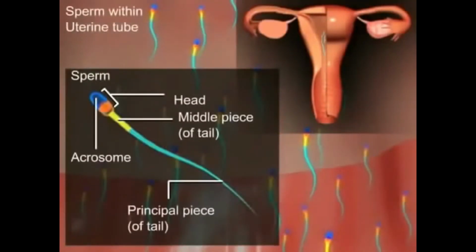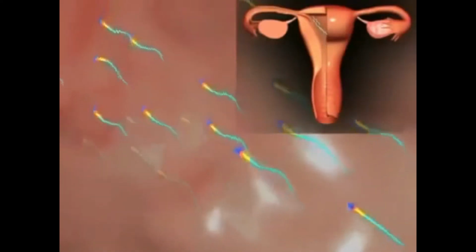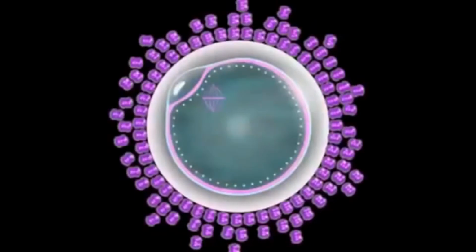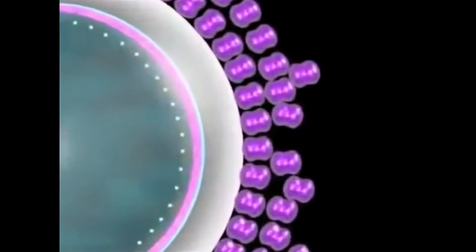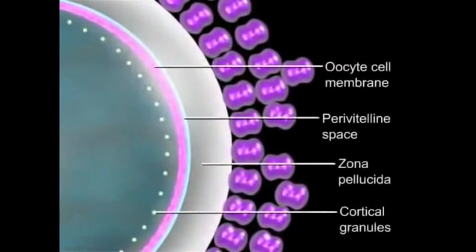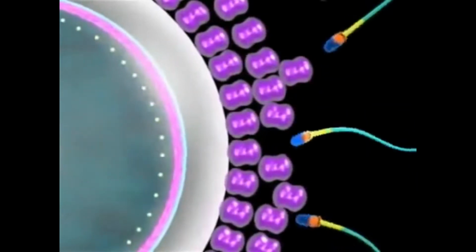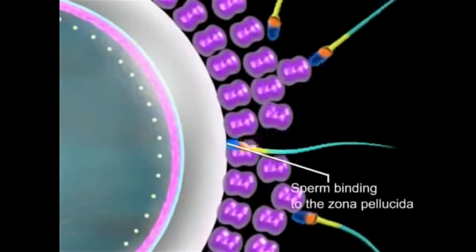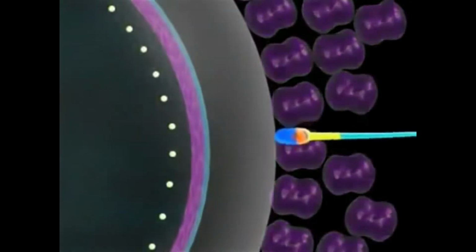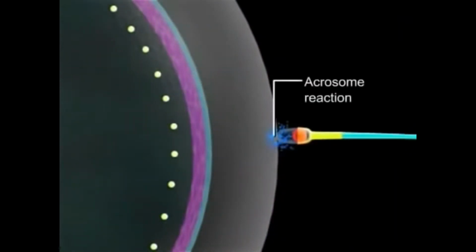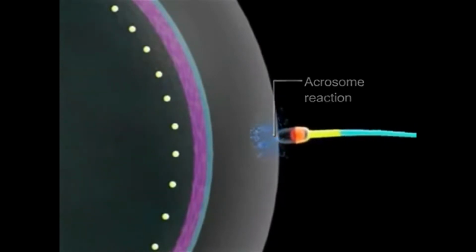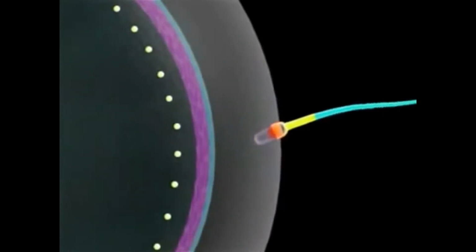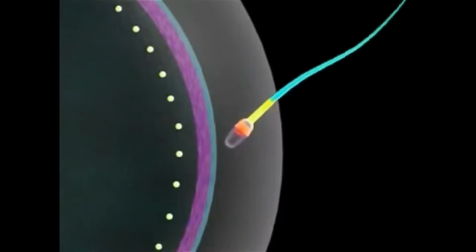This stage is called capacitation and must occur in the female reproductive tract. Sperm will diffuse into the egg cell. It then triggers the acrosomal reaction once the head of the sperm contacts the zona pellucida. Hydrolytic enzymes digest the zona pellucida and enable the entire sperm to enter the egg.